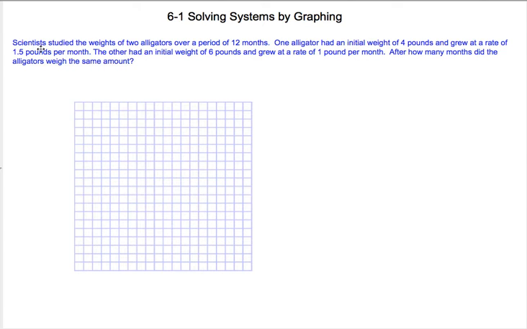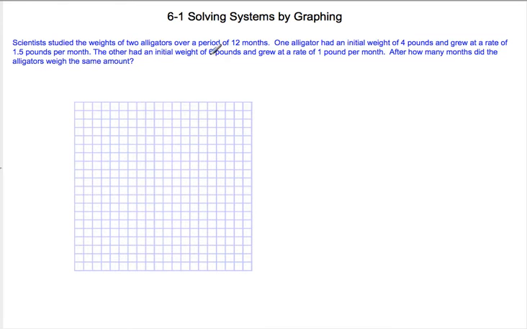So we're going to start with this problem here. Scientists studied the weights of two alligators over a period of 12 months. One alligator had an initial weight of 4 pounds and grew at a rate of 1.5 pounds per month. The other had an initial weight of 6 pounds and grew at a rate of 1 pound per month. After how many months did the alligators weigh the same amount? Well, what we can do is for each alligator we can make up an equation that shows the growth rate.